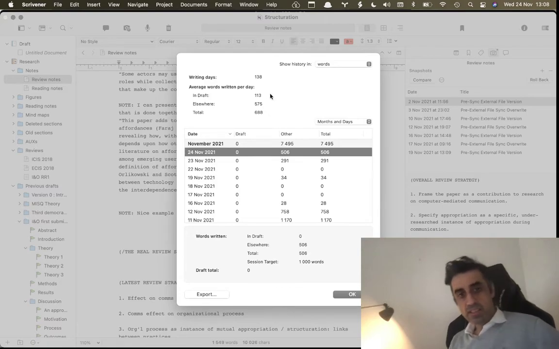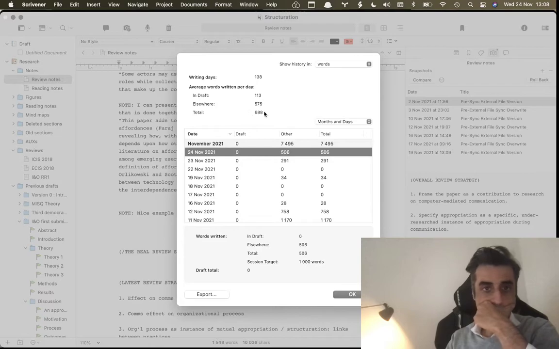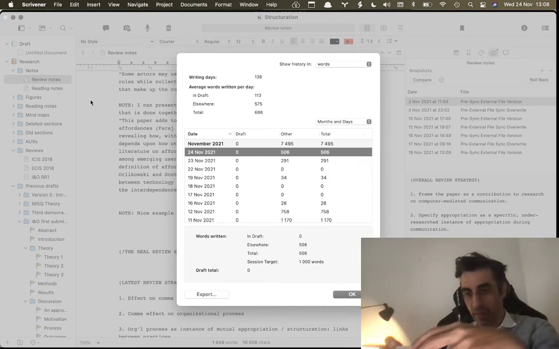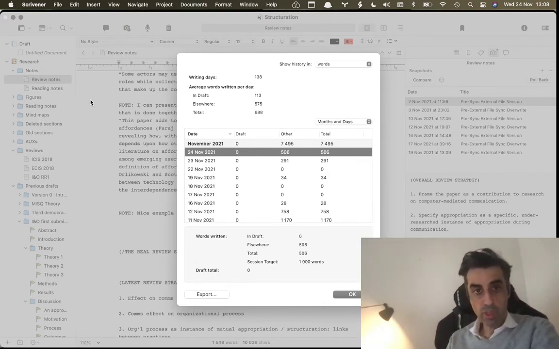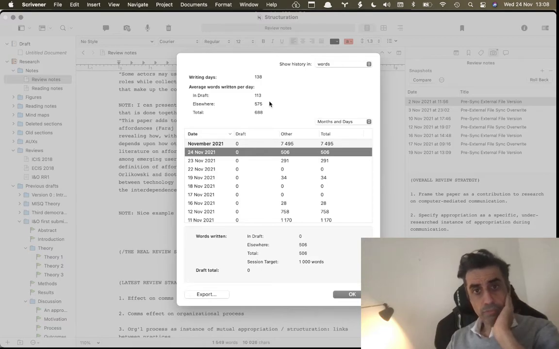Okay. Now, something that is super interesting for me is this elsewhere word count. So elsewhere is not in the draft, and I use the draft to write sort of my paper proper, and notes and everything else are elsewhere. So what this is basically saying is that for every 700 words that I write, 600 are in notes and 100 are in draft.